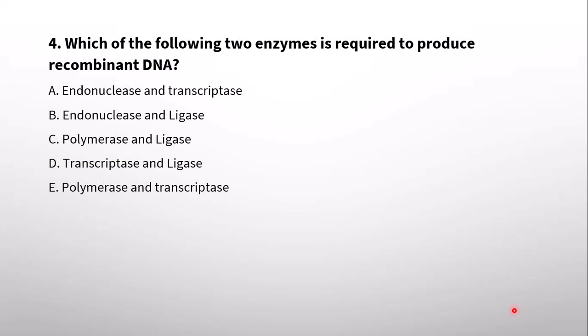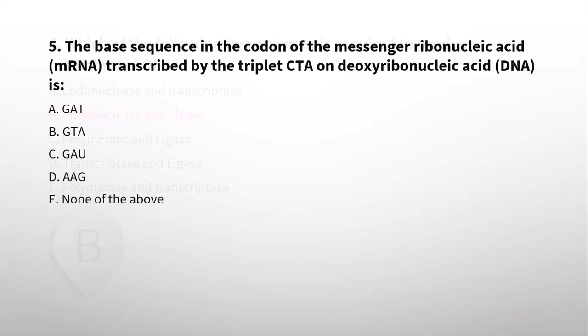The fourth: which of the following two enzymes is required to produce recombinant DNA? Remember, in the second question we asked about endonuclease. So we have the endonuclease and ligase. Endonuclease is used to cut DNA at specific sites, so we can insert a new, foreign DNA into the DNA, and then ligase is used to bind them back together. So endonuclease to cut and ligase to bind.